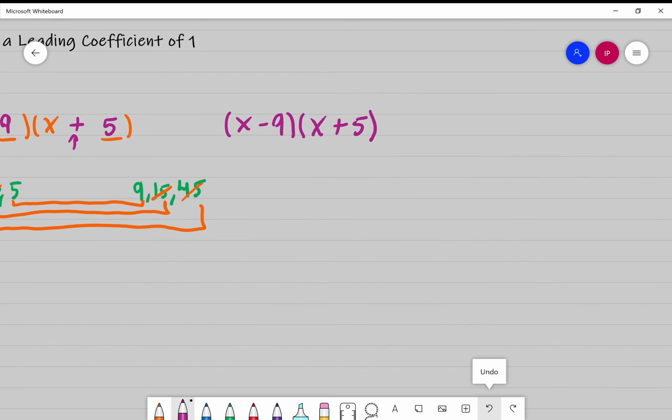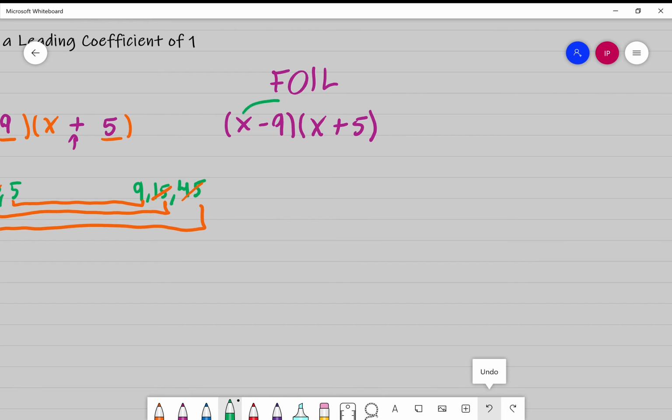I don't know if y'all are familiar with FOIL, but if you need help with it, I can make a video about that as well. But basically, FOIL means first, outer, inner, last.